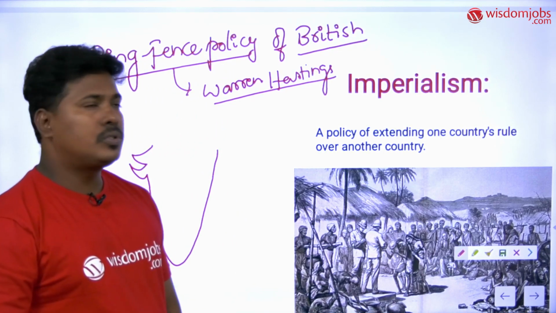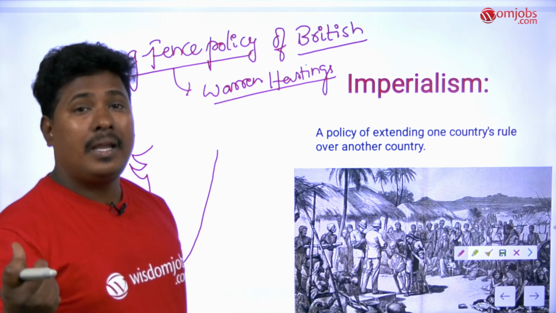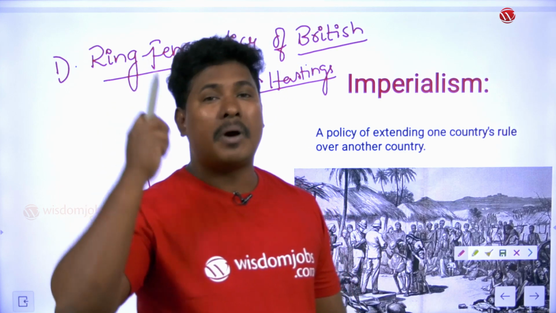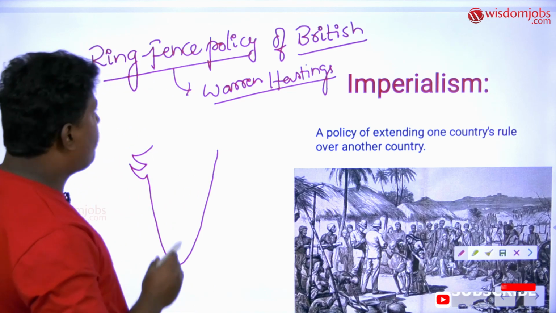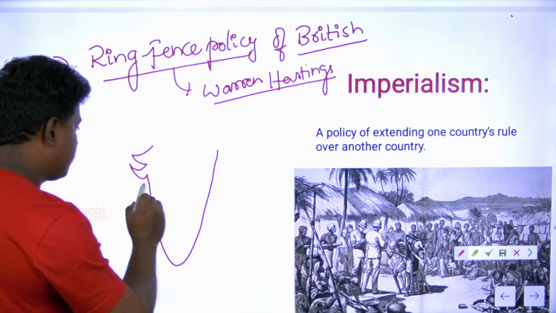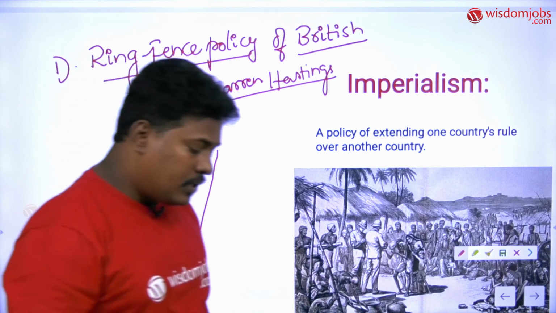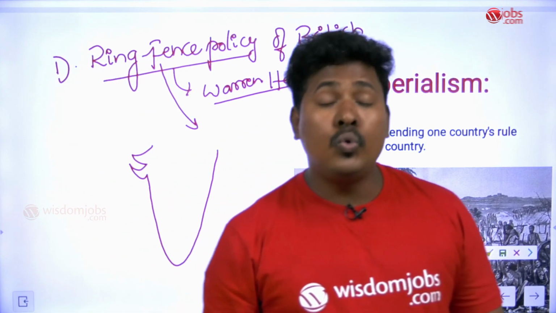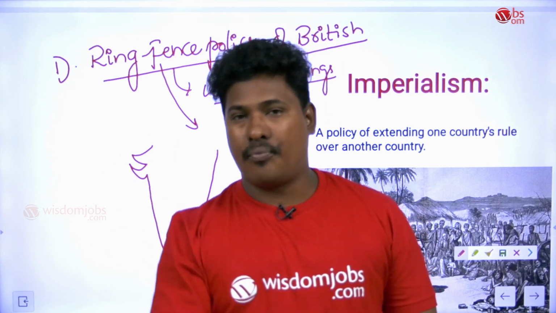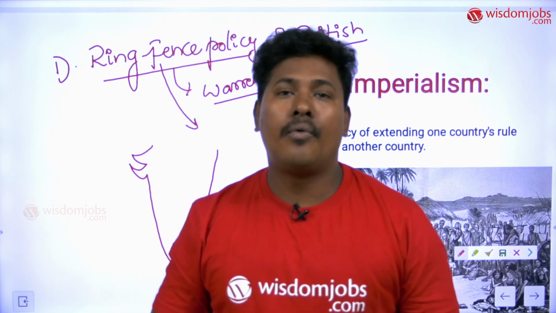Warren Hastings introduced the ring fence policy to make the English East India Company and the British a sovereign, suzerain, imperial and colonial power in India. And what is the inner theme of this policy? Simply, the policy tells a universal truth: enemy's enemy is a friend.